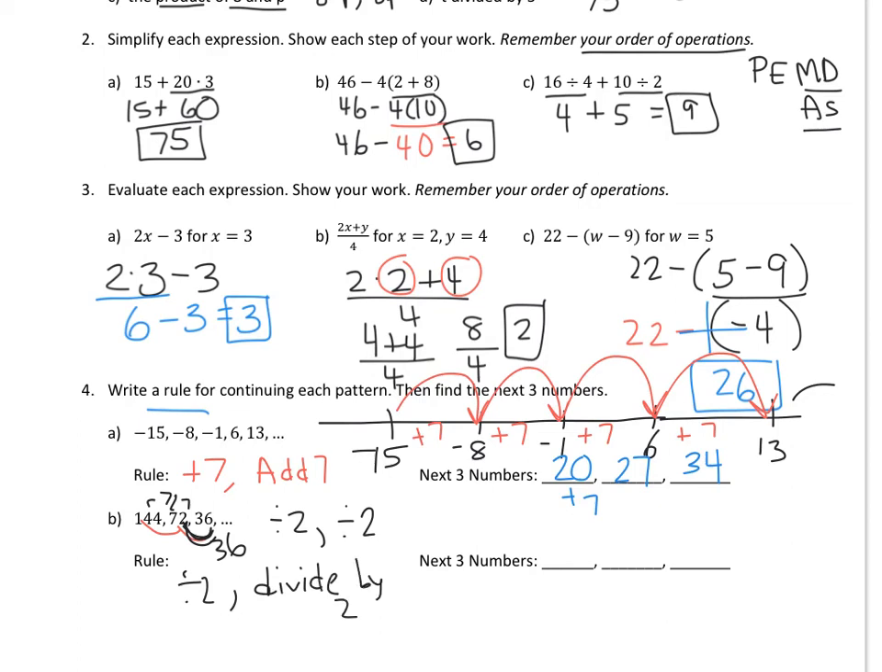So to write the next 3 numbers, take 36, divide it by 2, which is 18. Take 18 and divide it by 2, which is 9. Take 9 and divide it by 2, which is 4.5.